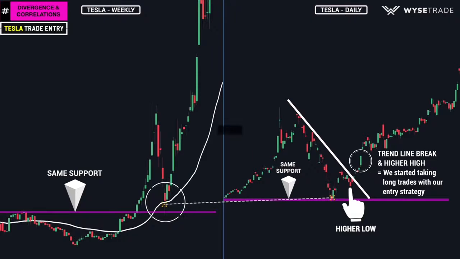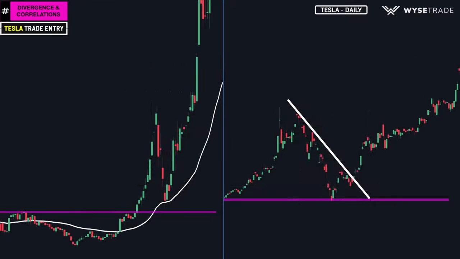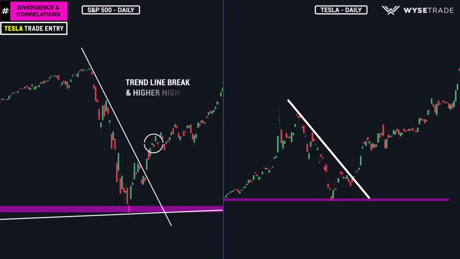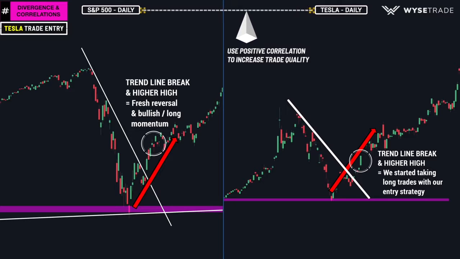Now, this was already a great long trade entry, but to add even more strength and increase the trade quality, we used the correlation to the S&P 500. So let's pull it up and put it beside. So again, the S&P 500 had a reversal and fresh bullish momentum, and the Tesla also had a bullish bias through its fresh breakout. So knowing this, we used the correlation from the S&P 500 to the Tesla stock to increase the trade quality, making this an A+ trade entry. And if you have watched our past videos, this trade setup would have been crystal clear to you, as we used every concept we have previously discussed.